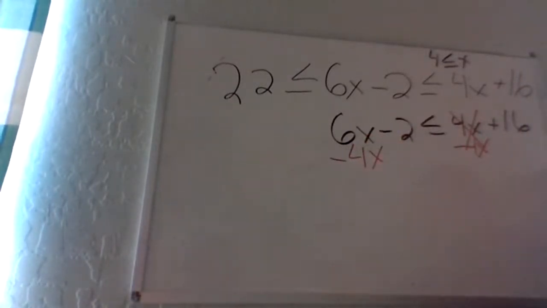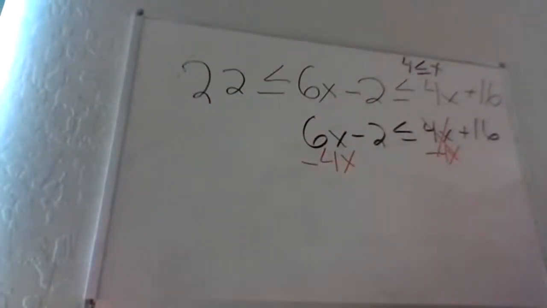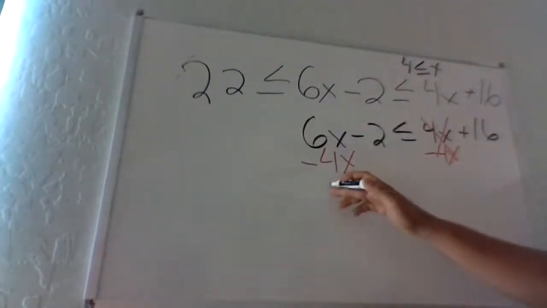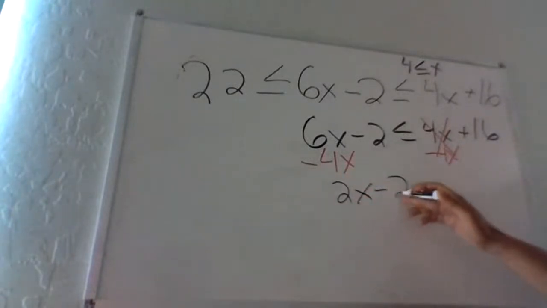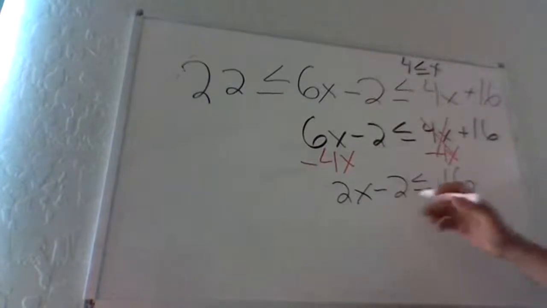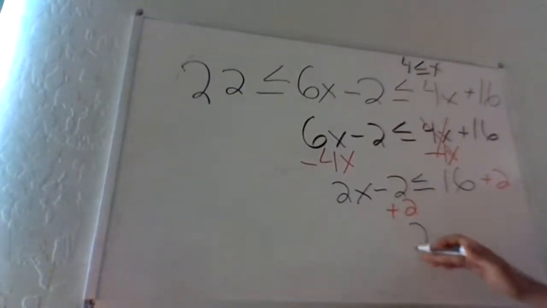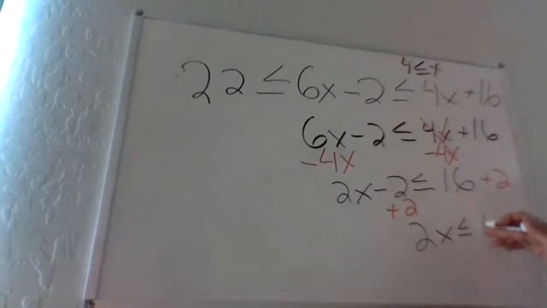Okay. What did that give us? 2x minus 2. We bring everything else down. Now what? Now I pass the 2 negative as a positive to the other side. And that becomes 18. 2x less than or equal to 18.